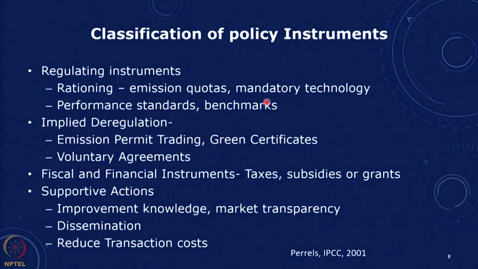So for instance, we can say that every power plant will be fitted with some pollution control equipment, and we specify that this is the kind of technology that is mandated. Or we can say that different units will have a certain amount of emission quotas, and people can stick within that quota. If they exceed the quota, they will be penalized. If they are less than the quota, they get an incentive.